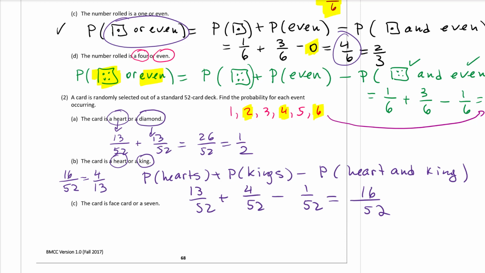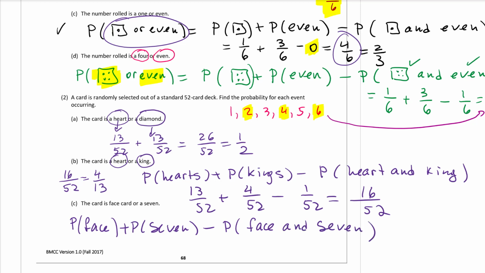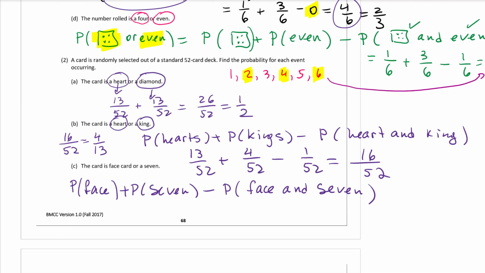All right, let's try another one. Part C, the card is a face or 7. Face means jack, queen, or king, and a 7 is a 7. So in this case, you can write the same thing like that, or you can look at the deck of cards and count. But I think it's logical here to write it like this.